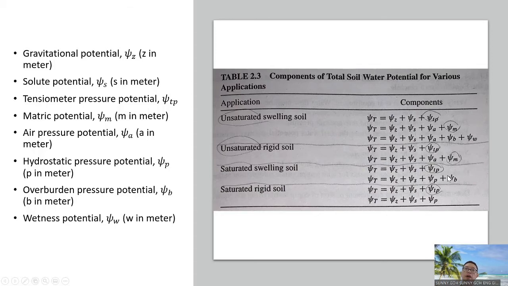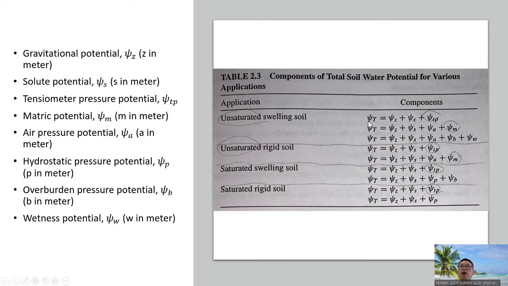But sometimes we don't have that, and we only deal with the hydrostatic pressure potential. Okay, and so you might also want to ask why is it necessary to know the total soil water potential? Because in the soil, we are normally interested to compare 2 points, point A and point B. So in order to compare the points, we have to know the energy level at the point before we can compare it to the energy level at a different point.